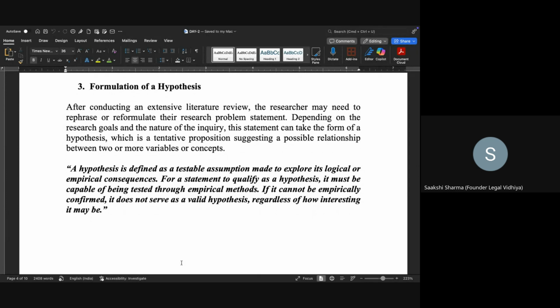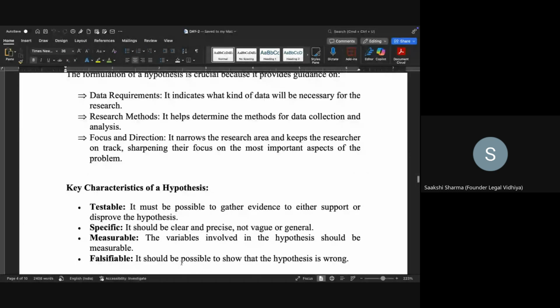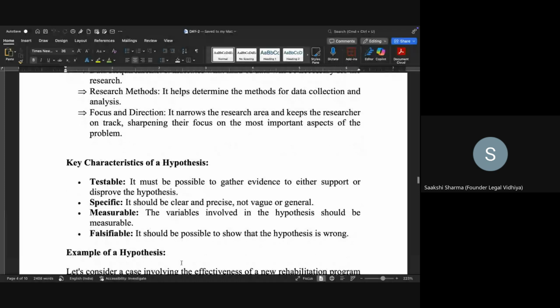For a statement to qualify as a hypothesis, it must be capable of being tested through empirical methods, that is, through various modes of data collection. If it cannot be empirically confirmed, it does not serve as a valid hypothesis, regardless of how interesting it might be. Now, जब हम hypothesis की बात करते हैं, there are four major aspects. The first is the testability. It must be specific, it must be measurable, and it must be falsifiable.